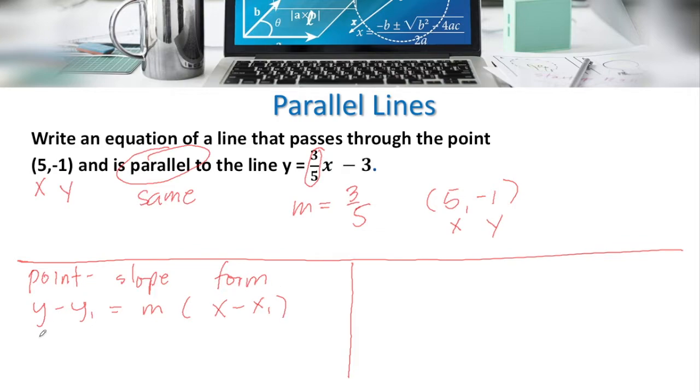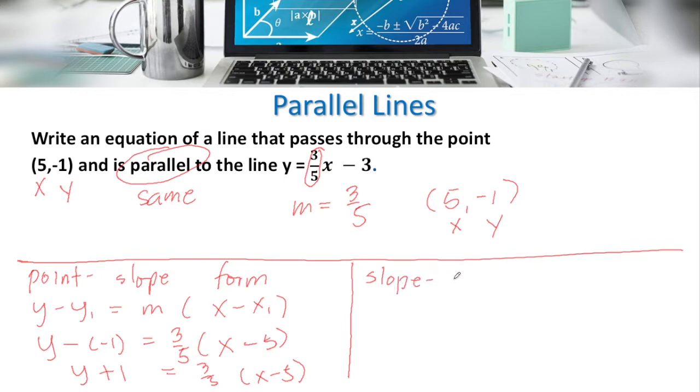So we will simply plug in the value of y, which is negative 1, and the m, which is 3/5, and the x, which is 5. So therefore, this will be y plus 1 equals 3/5 times x minus 5. How about if you are asked to write it in slope-intercept form?